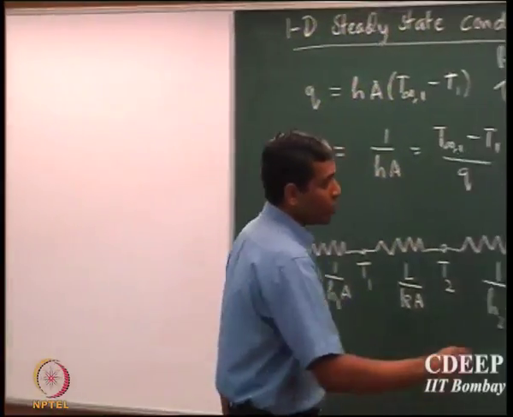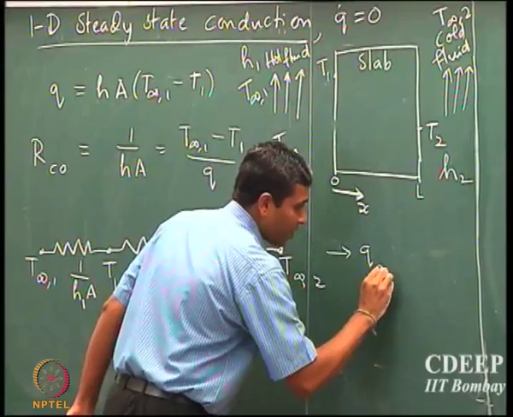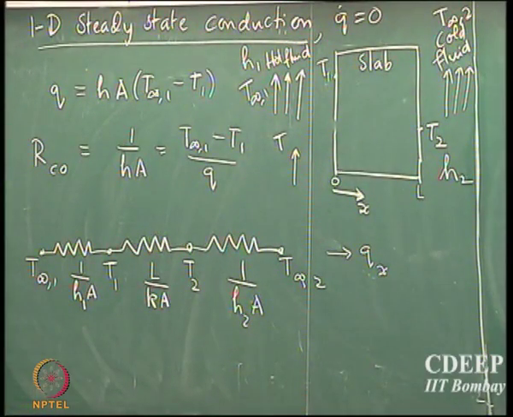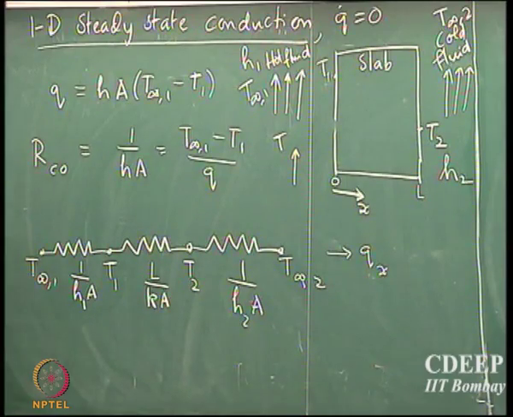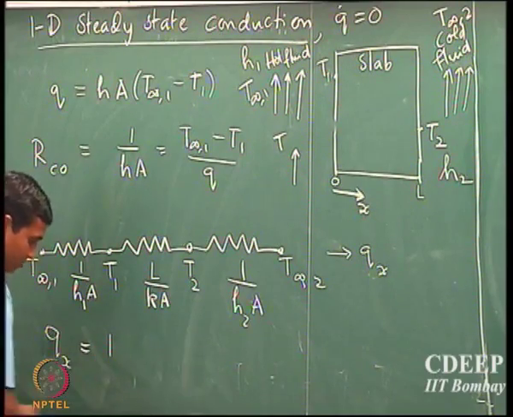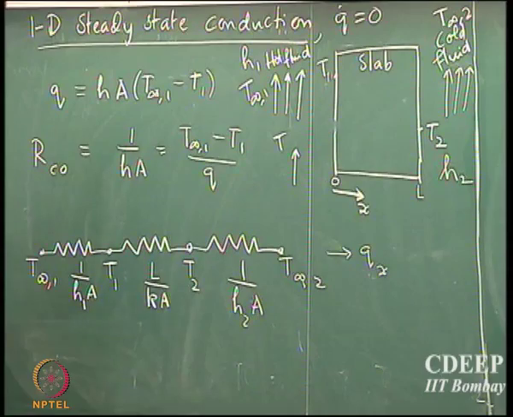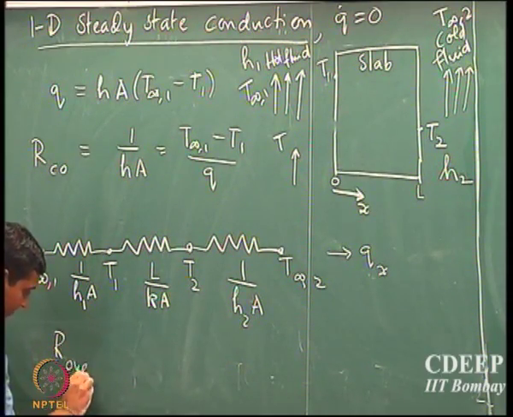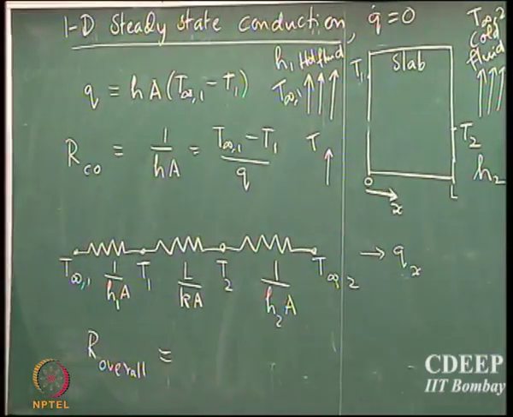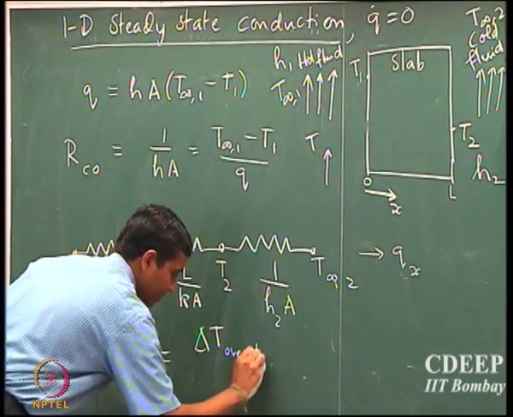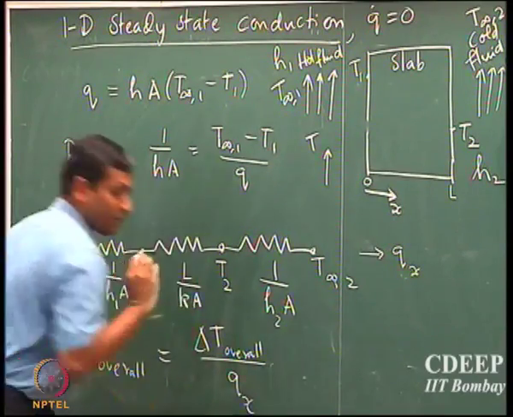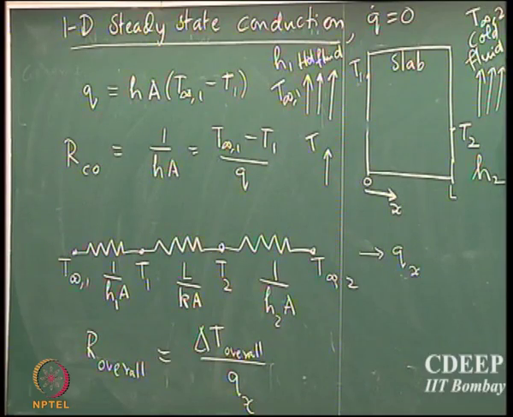And there is something even more cute you can do. If this is the total rate at which heat is transferred from the hot fluid to the cold fluid, then one could say that the overall resistance is simply given by the overall temperature difference divided by the total amount of heat that is being transferred, right? It's very easy.